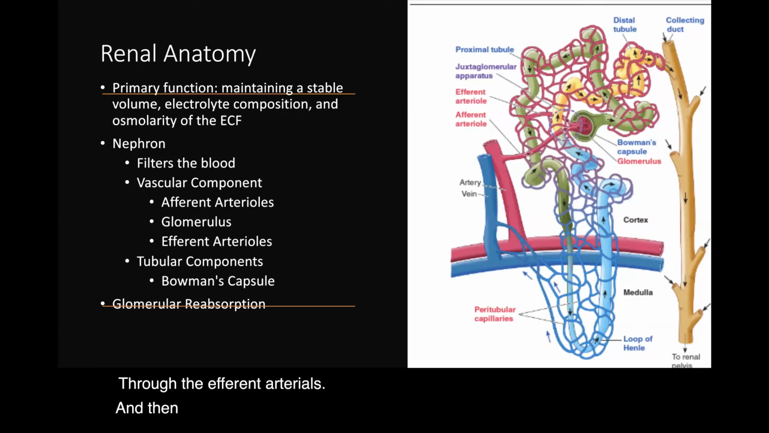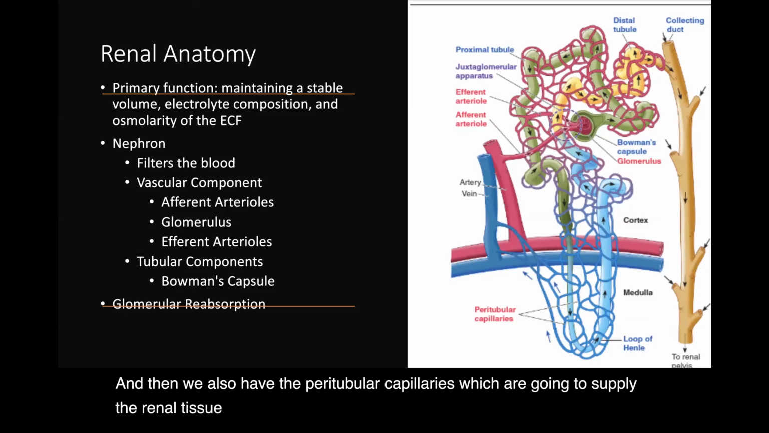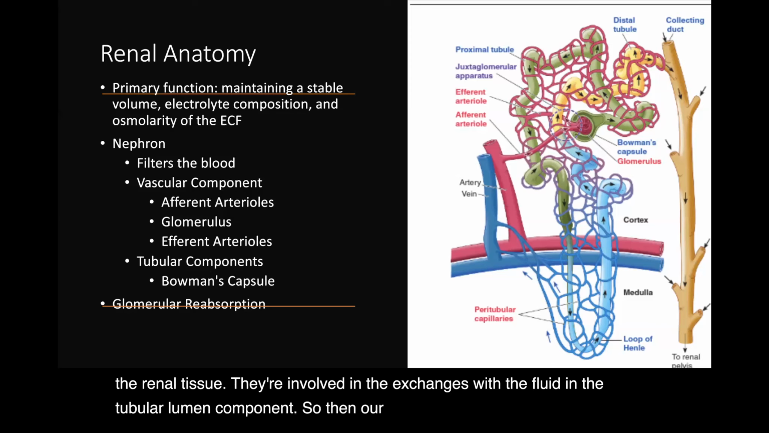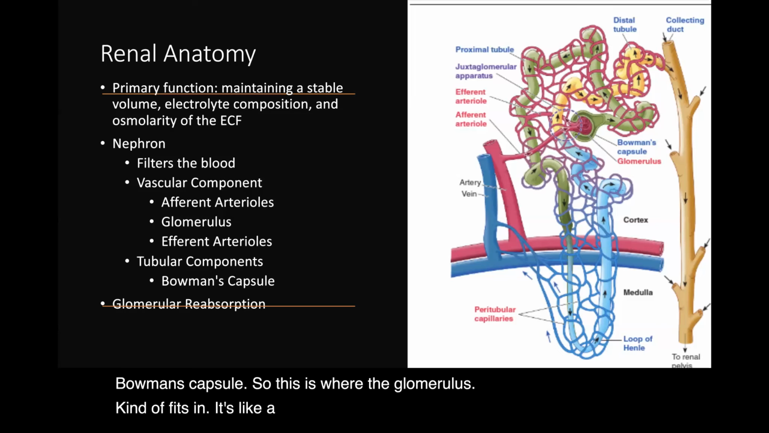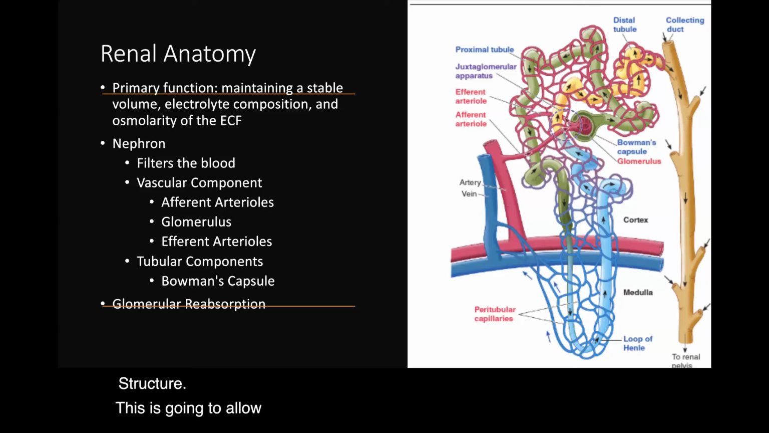And then we also have the peritubular capillaries, which are going to supply the renal tissue. They're involved in the exchanges with the fluid in the tubular lumen component. So then our tubular component, we have the Bowman's capsule. So this is where the glomerulus kind of fits in. It's like a C cup double-lined structure. This is going to allow the fluid and the plasma to enter the tubules.